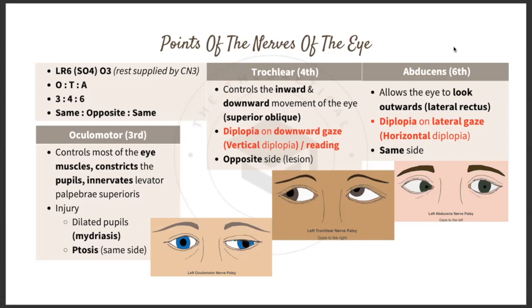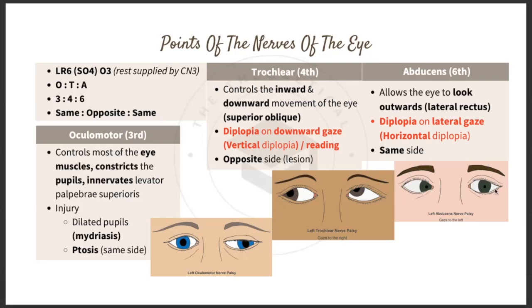Next is the abducens nerve. So the abducens nerve is the sixth cranial nerve. It is involved in allowing the eye to look outwards, okay? To look outwards. Lesion to that would cause diplopia. Diplopia again is double vision on lateral gaze, okay? Earlier it was vertical diplopia. In abducens, it's horizontal diplopia, okay? And the affected lesion would be the same side, meaning if the left eye is affected, it's the left lesion, the left brain that's affected.